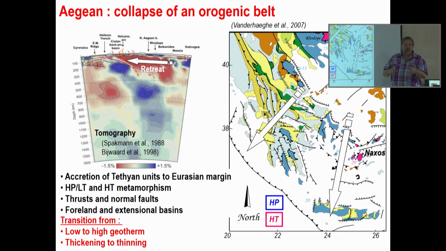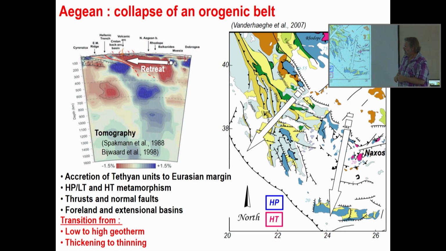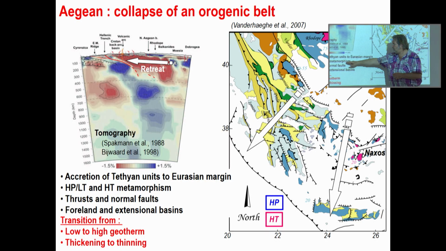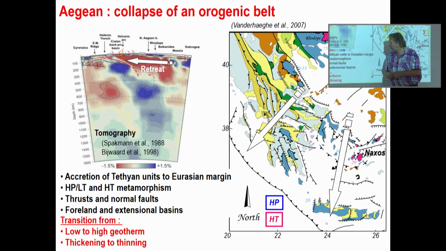Same as for the Simav and Menderes Dome region. You have 55 for high pressure and 15, 20 for the high temperature. So a delay. So this will give us the opportunity to investigate the transition from low to high geothermal gradient.